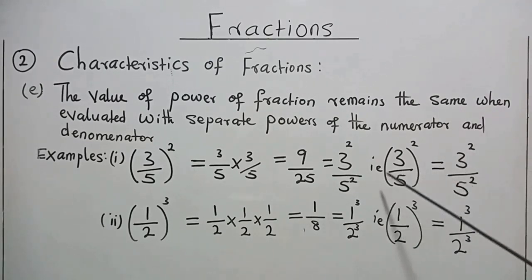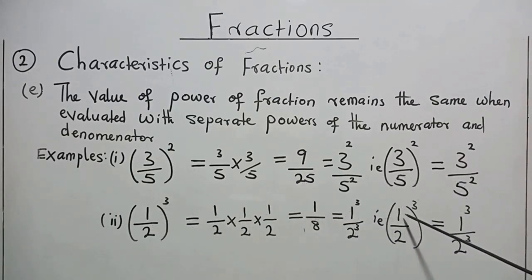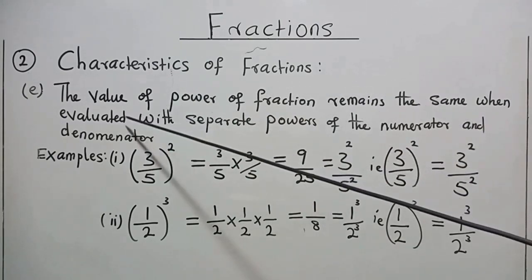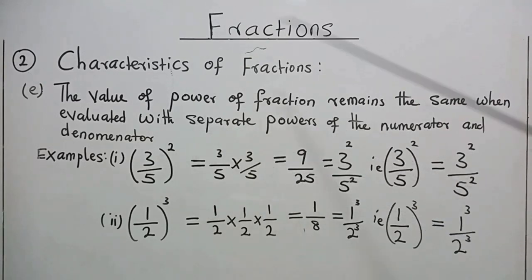Now, we see that the summary is that this, having become this, is written that 1 over 2 to the power 3 is equal to 1 to the power 3 over 2 to the power 3. That means that the power of a fraction has been evaluated with separate powers of the numerator and denominator. Before, this fraction was together, that is, numerator and denominator were together raised to the power 3. But now, we have them separated.